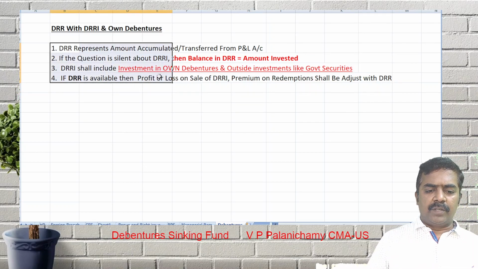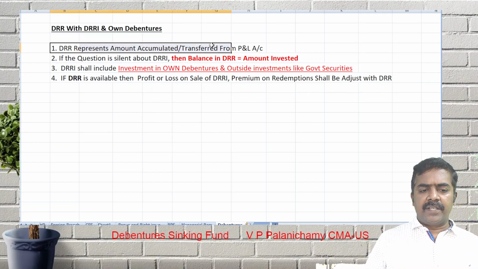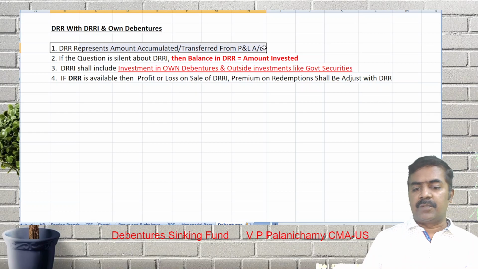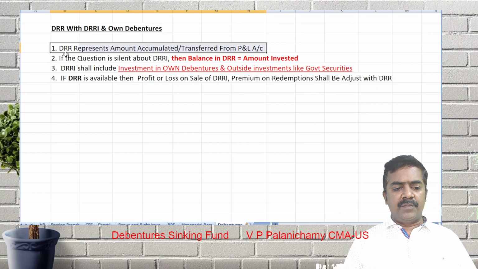These are the points to be noted before we go to the next question. Once again, debenture redemption amount represents what? Amount accumulated or transferred from which account? P&L account. We learned journal entries for all those things.